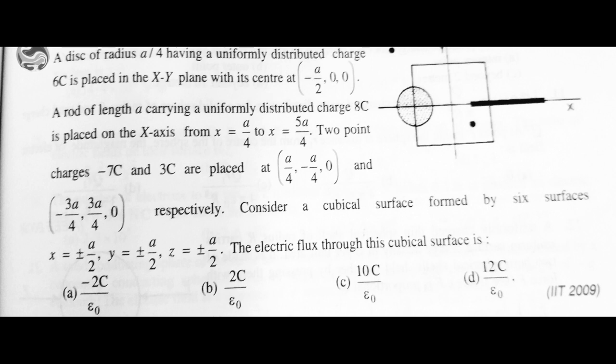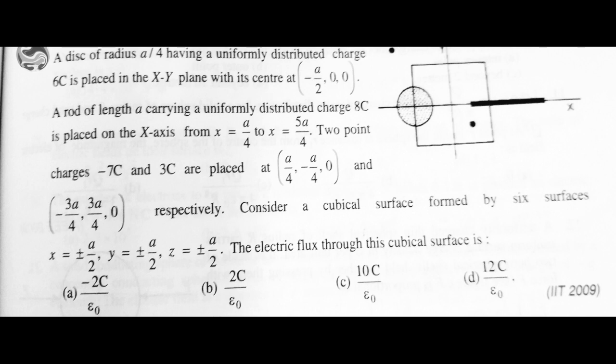This is also given in the diagram, you can see that. And there are 2 point charges of minus 7C and 3C, which are placed at (a/4, 0, 0) and (-3a/4, 0, 0) respectively. So consider a cubical surface formed by 6 surfaces, which is given as x equals plus minus a/2, y equals plus minus a/2, and z equals plus minus a/2. The electric flux through this cubical surface we have to calculate.